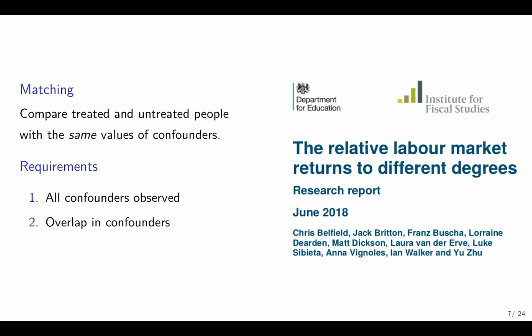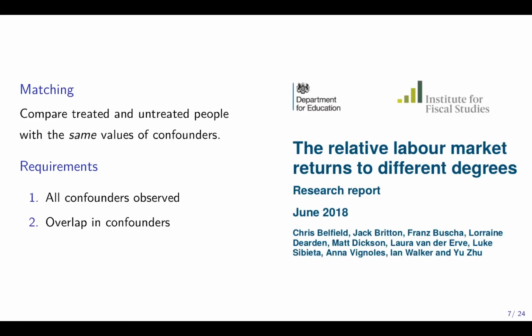The first of these, crucially, is that all of the important confounders are observed. So if family income, for example, confounded the relationship between university attendance and earnings, we would need to be able to observe family income to fix the problem with matching. If we did not, in fact, observe family income, then matching can't help us to resolve that particular confounding problem.